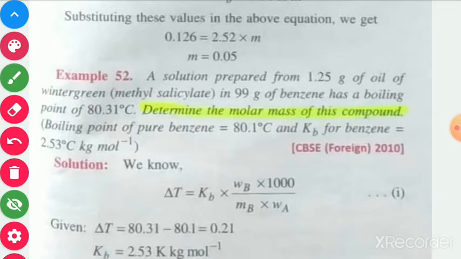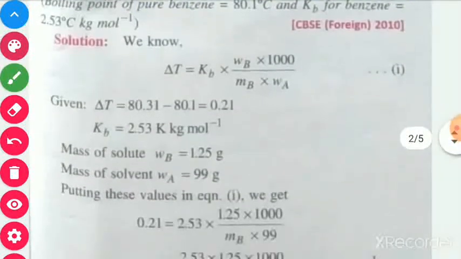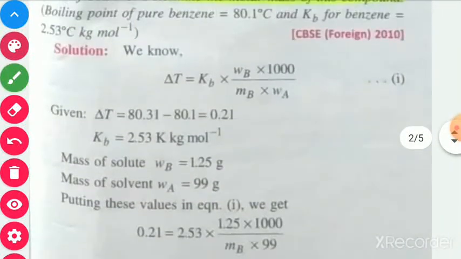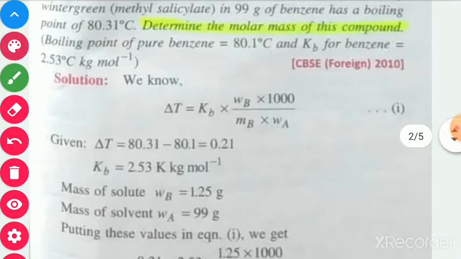So delta T is equal to Kb into WB into 1000 upon MB into WA. Here WB is the mass of solute, MB is the molar mass of solute, and WA is the mass of solvent. So if we put the values, here we have to find out MB.